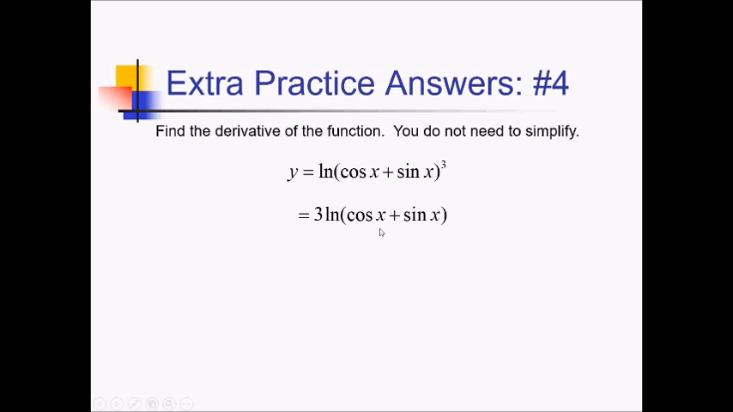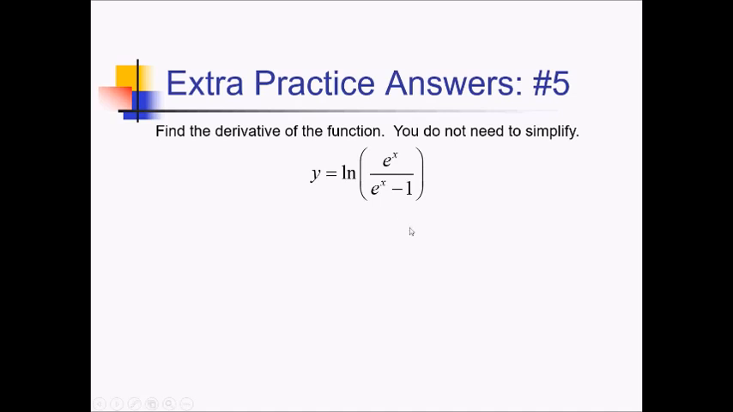And now I'm just doing 3 times ln of something. I still have a little bit of a chain rule, but not as much of one. So this is going to be 3 over the something, using the ln rule on the outer function here. So that's going to be 3 over cosine of x plus sine of x, times, now we have to take the derivative of the inner function. So that's going to be, for cosine, we've got negative sine of x. For sine of x, we've got cosine of x, and that's about as good as it gets.